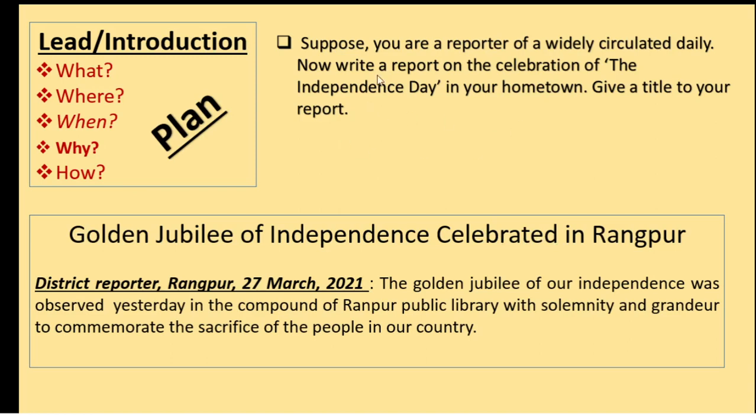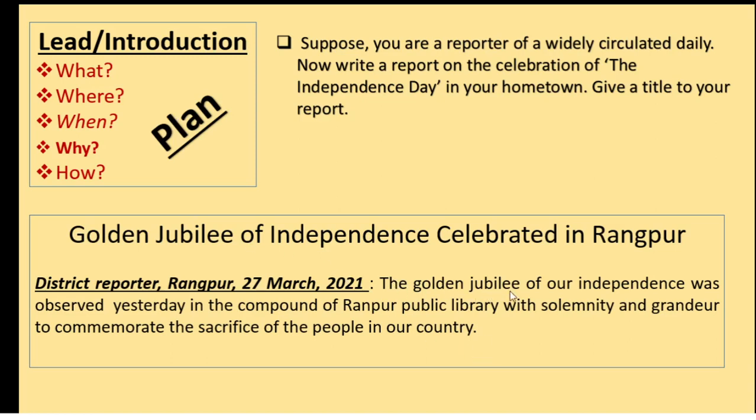So, what is the report about? The report is about the Independence Day. And this is the golden jubilee of our independence. So the title has been written, Golden Jubilee of Independence celebrated in Rangpur. This is the title, and in my last class I discussed how to write a title or heading of a report. While writing the heading, you should keep in mind certain things, and I told you elaborately in my last class. If you did not attend my last class, you can watch the video in the YouTube channel of Rangpur Government City College.